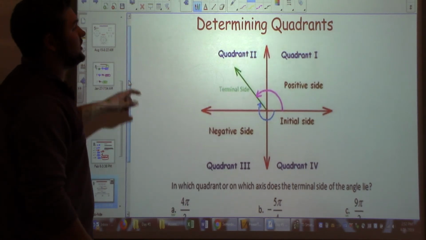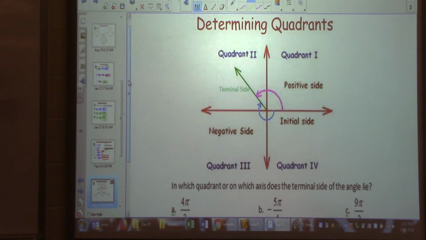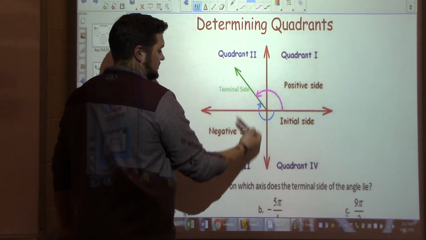Then, determining quadrants. So we should all remember that there are 4 quadrants from earlier in our math life, right? Quadrant 1 is the top right quadrant. We go counterclockwise. 1, 2, 3, 4. Right? 1, 2, 3, 4.